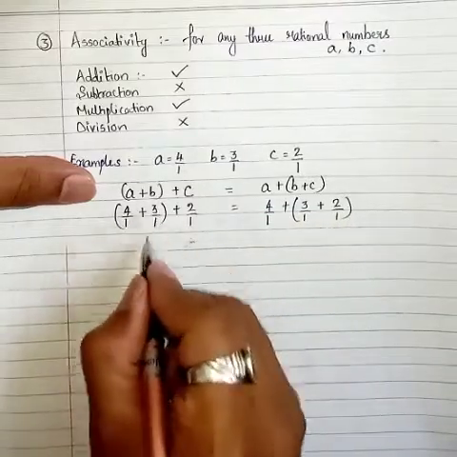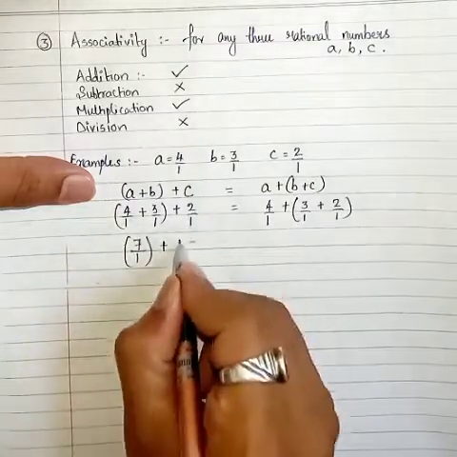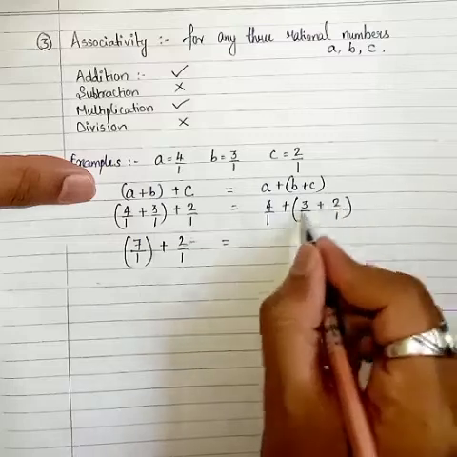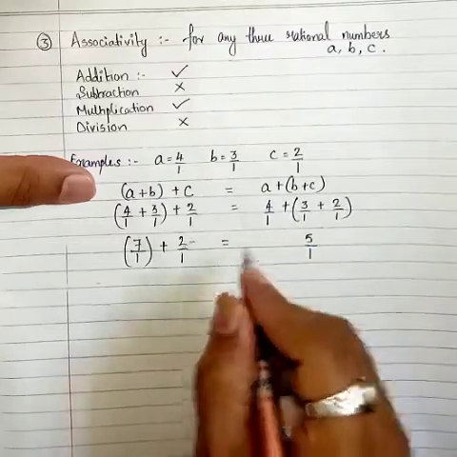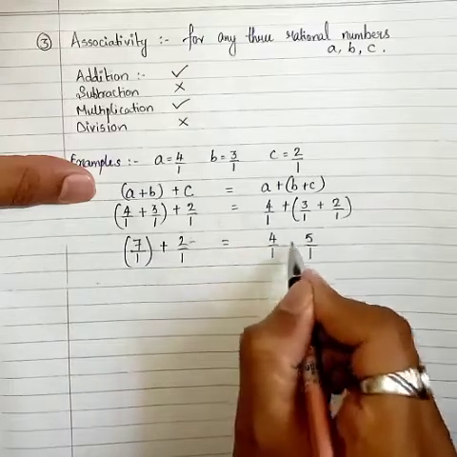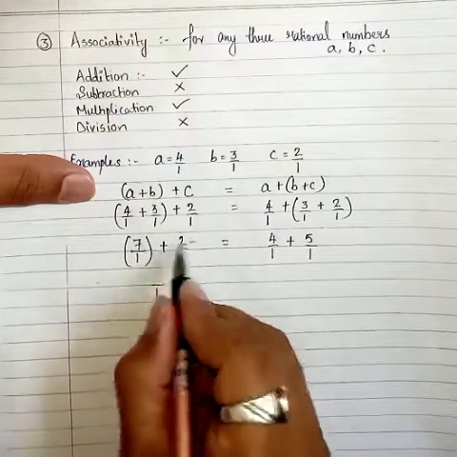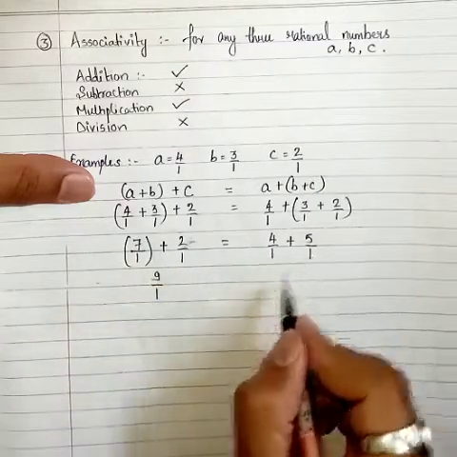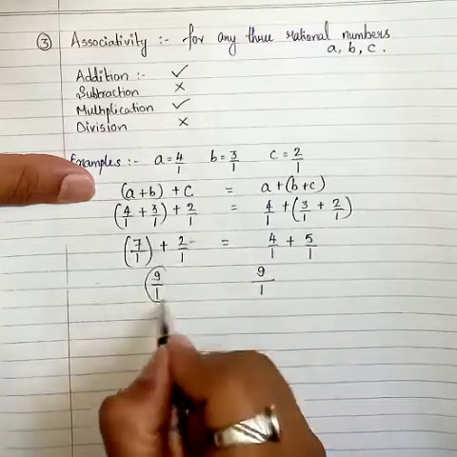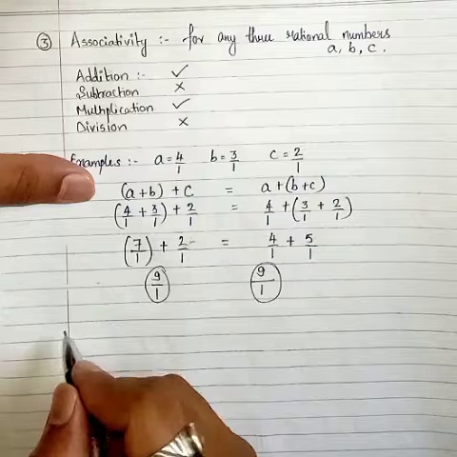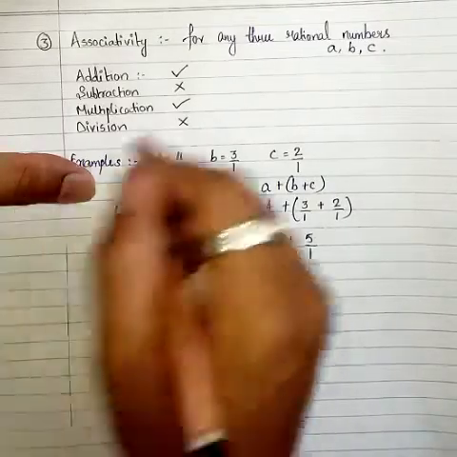So first we need to add this. The denominator will be the same, 7 by 1 plus 2 by 1. Here I need to add this first. So here the denominator will be the same, 5 by 1, clear? And this part will be as it is. Now we'll check here, the denominator will be the same, 7 plus 2, that is 9 by 1. Here also the denominator will remain the same, 4 plus 5, that is 9 by 1. Since both my results are the same, I can say that addition is associative.